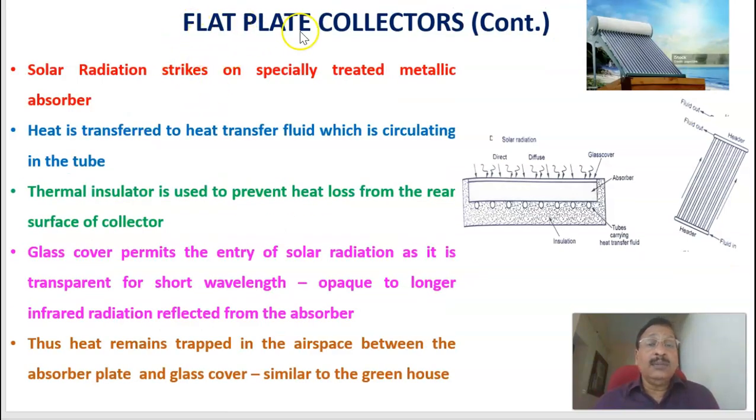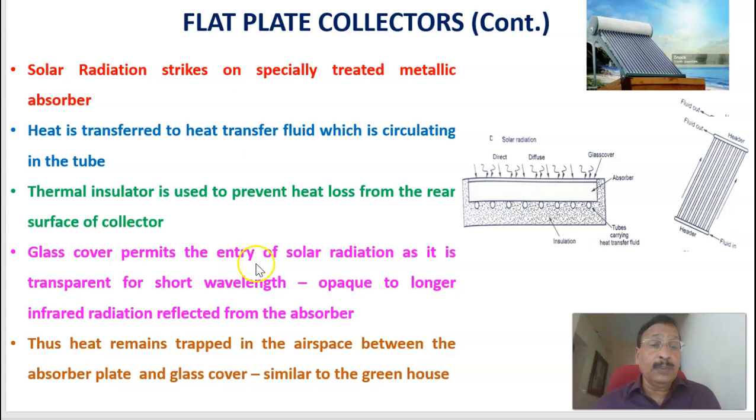Now, continuing with the flat plate collectors, the solar radiation strikes a specially treated metallic absorber. That is the absorber, and heat is transferred to the heat transfer fluid circulating in the tube. After absorbing, it is transferred to the fluid flowing through this tube. And a thermal insulator is used to prevent heat loss from the rear surface of the collector.